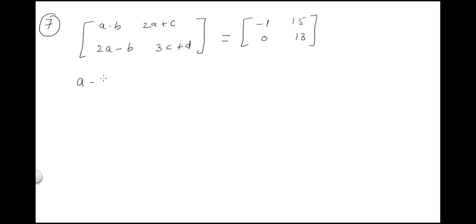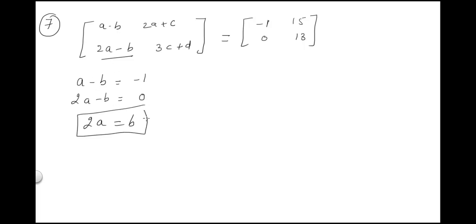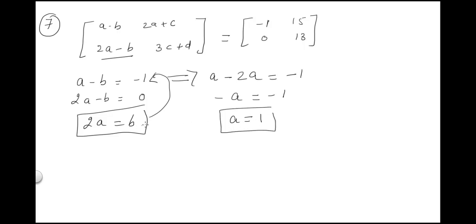So from first we have a minus b as equal to minus 1. From here we have 2a minus b as equal to 0. Also we can get 2a is equal to b. So the value of b is 2a. Putting this value here in this equation, we get a minus, instead of b we can put 2a, equals minus 1. A minus 2a is minus a equals minus 1. This gives us value of a as 1. If a is equal to 1, from here we can write b as equal to 2. So we have calculated a and b.